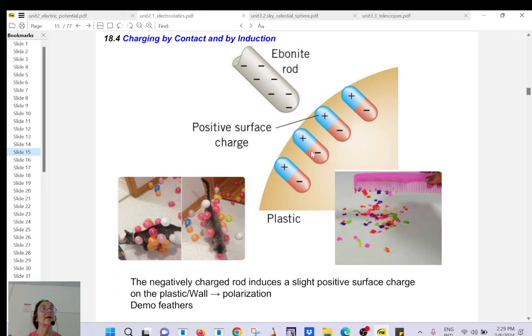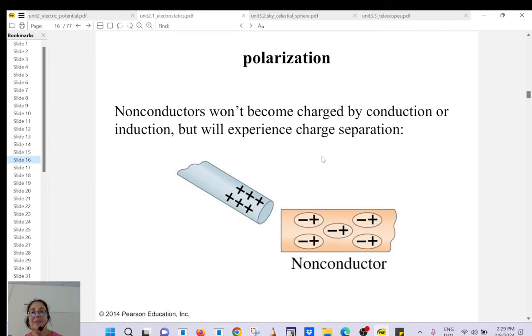This is called polarization, and what you have here is called a dipole. In chemistry, you have a lot of dipoles. For example, the water molecule is a permanent dipole. That's why water is called a universal solvent. You're so good at chemistry, right? Yes, it's a universal solvent. So this is called polarization.